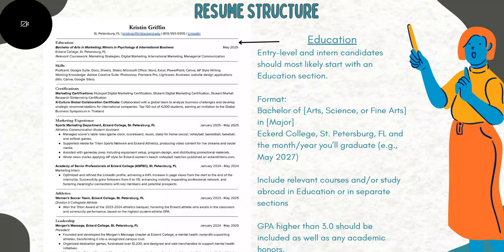At Eckerd, we have 3 degree types: arts, science, or fine arts. It's also a good idea to include any relevant courses or study abroad experience within this section, or you can move this information into separate sections if they add significant value. If your GPA is higher than 3.0, be sure to highlight it along with any academic honors. Remember, the goal is to present your education in a way that aligns with the role you're applying for, making it simple for employers to see your qualifications at a glance.